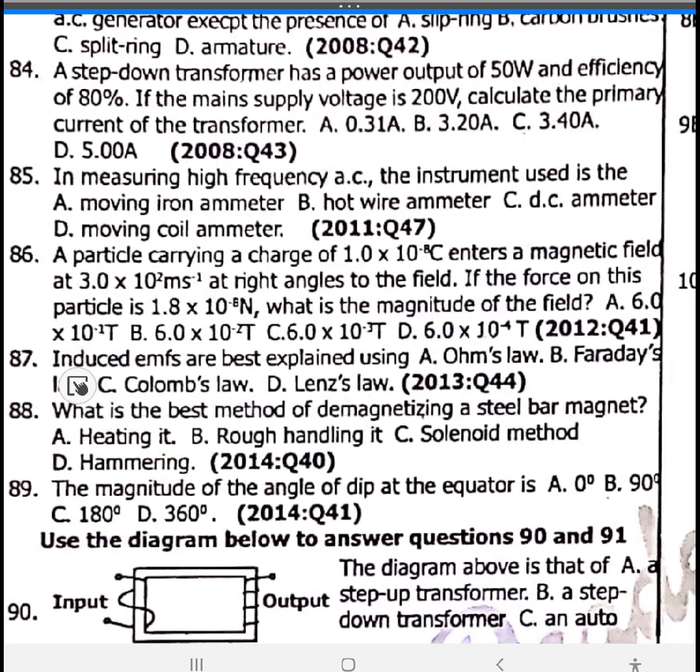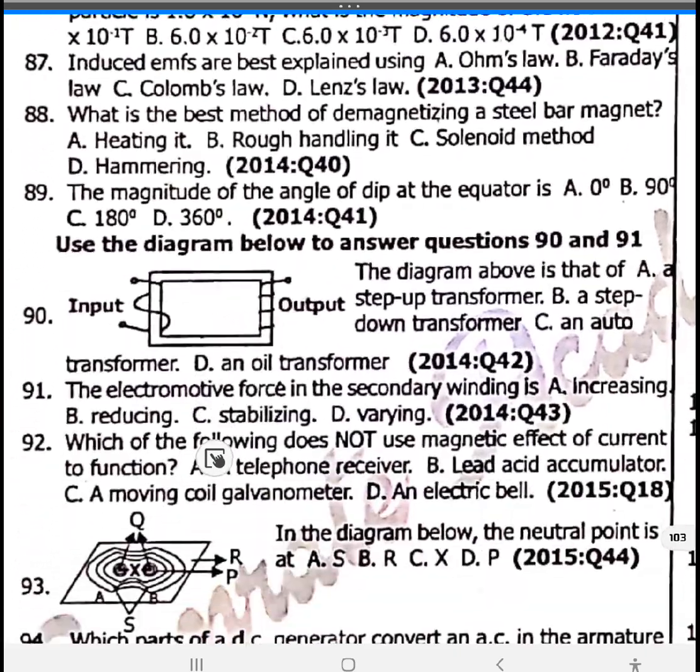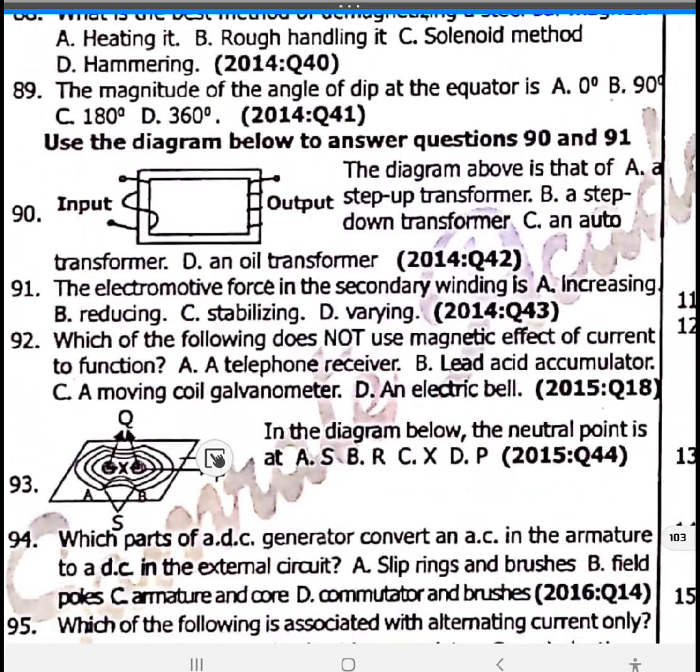Induced EMF is best explained using Lenz's law, option D. 88. What is the best method of demagnetizing? Heating it, option A. 89. The magnitude of the angle of dip at the equator is 0 degrees. 89 is option A.